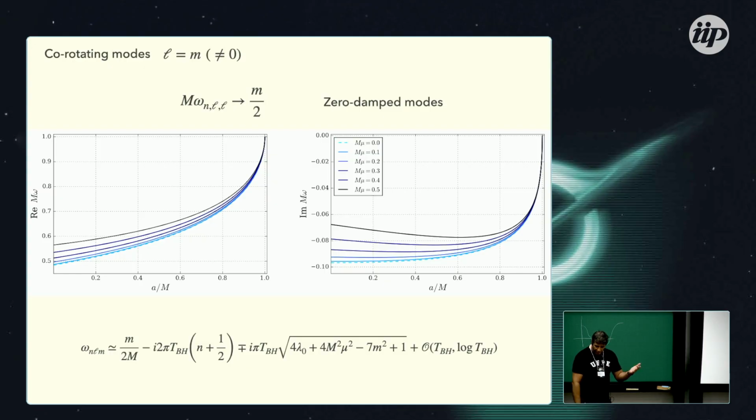But as I told you, this is not the whole spectrum. These are called zero damped modes. So basically, what you have is two categories of quasi-normal modes, two categories of perturbations. The ones that are zero damped at the extremal case, the imaginary part goes to 0, they live forever, and the ones that have finite damping at the extremal point.